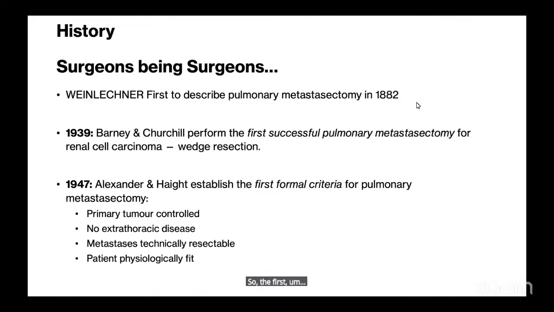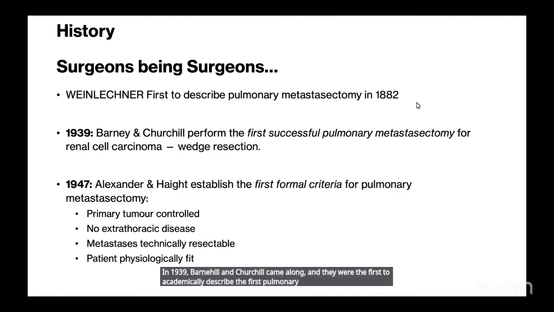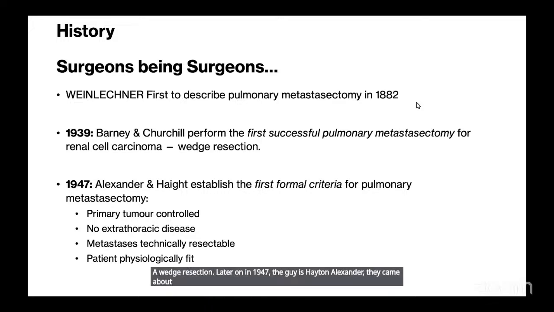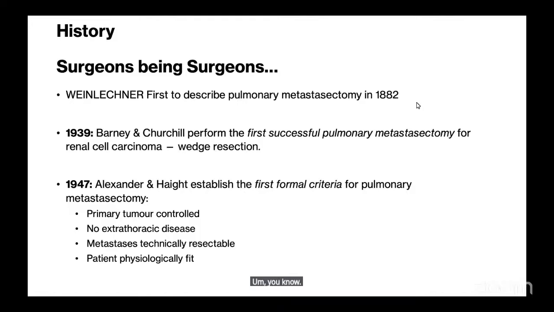The first person to describe metastasectomy would have been Jovan von Wickliner, back in 1882. In 1939, Barnhill and Churchill came along, and they were the first to academically describe a pulmonary metastasectomy for renal cell carcinoma, and that was in fact a wedge resection. Later, in 1947, Hayat and Alexander formalized the criteria for who they would see as candidates for pulmonary metastasectomy.